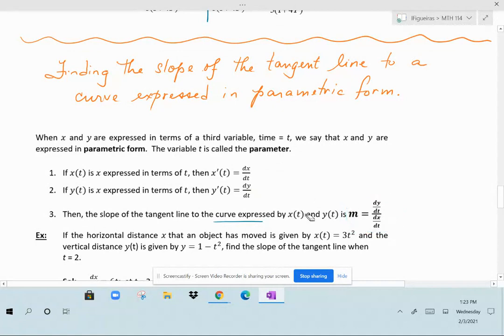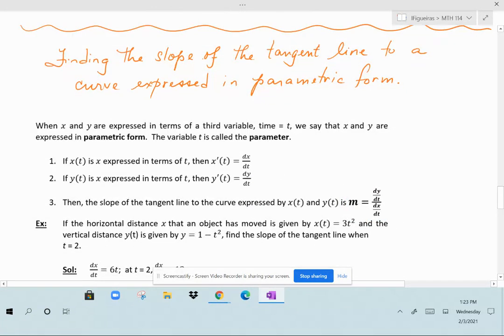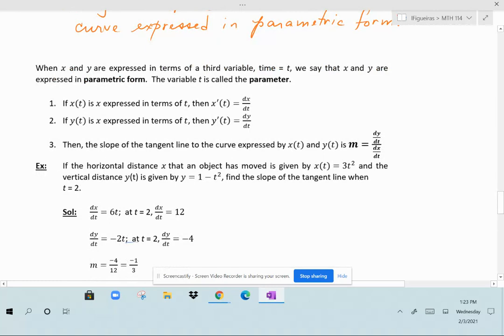So let's do an example. If the horizontal distance x that an object has moved is given by x of t equal to 3t squared, and the vertical distance y of t is given by 1 minus t squared, find the slope of the tangent line when t is equal to 2. All right, so that's exactly what we're being asked to find. Find the slope of the tangent line, and my curve is expressed in parametric form, x in terms of t and y in terms of t.